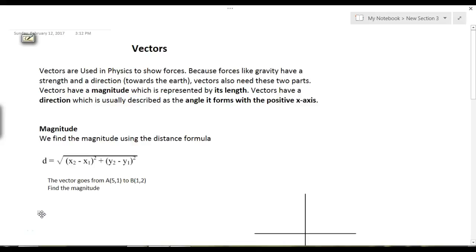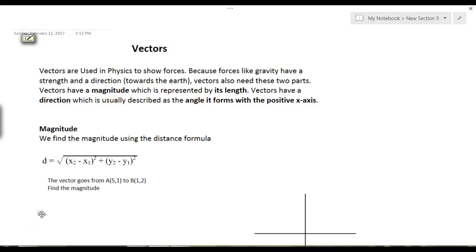This lecture is to go over vectors. Vectors are used in the sciences, especially physics, to show force, because forces like gravity have a strength, and they also have a direction. In the case of Earth's gravity, that's towards the center of the Earth. Vectors, then, have to have those same two components.